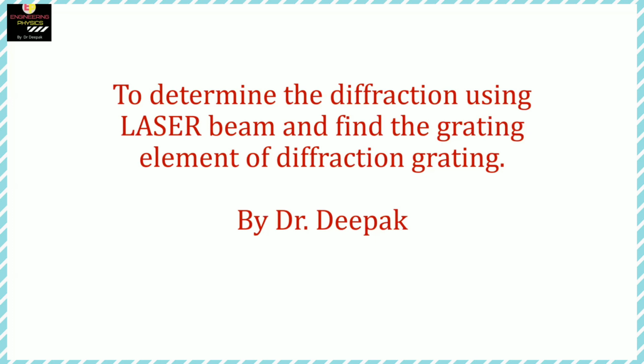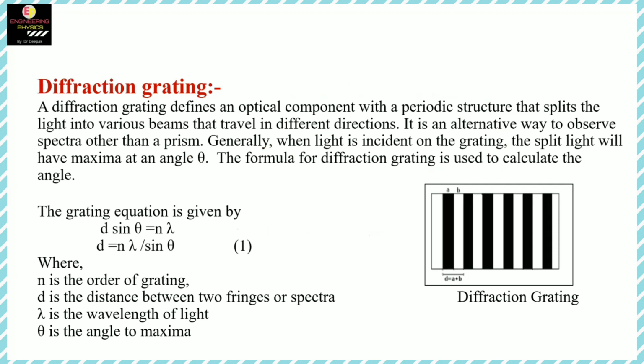We'll discuss the experiment to determine the diffraction using a laser beam and find the grating element of a diffraction grating. What is a diffraction grating? A diffraction grating is an optical component with a periodic structure that splits light into various beams that travel in different directions. It is an alternative way to observe spectra other than a prism.